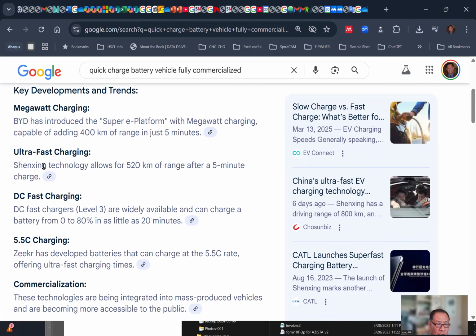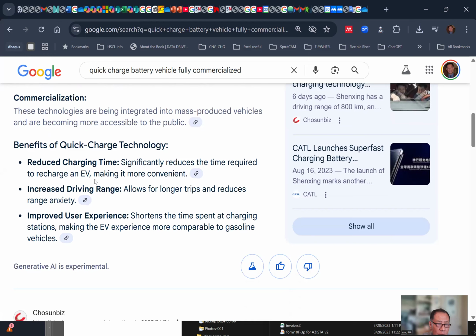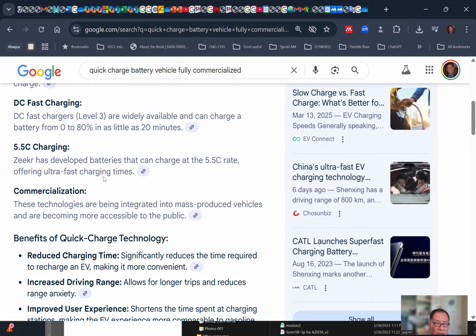The ultra fast charging Shenxing technology allows for 520 kilometers of range after 5 minutes of charging. This is amazing. Why is this technology so difficult? Well, the battery is not like mechanical movement of energy. It is a chemical reaction inside the battery. For example, the lithium ions have to move. So chemically, it should take some time, hours and hours. But right now they are okay.